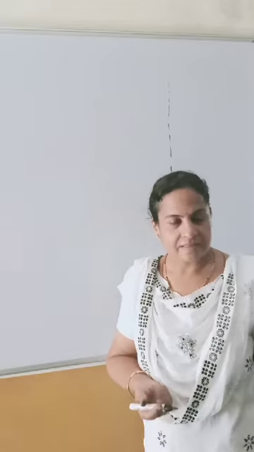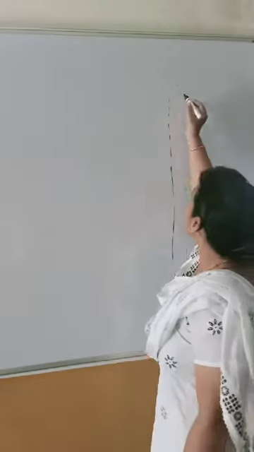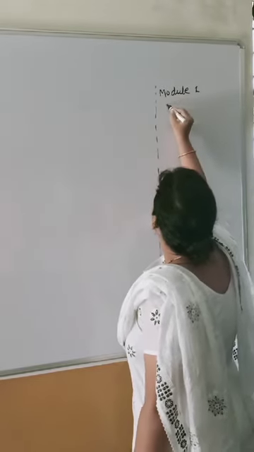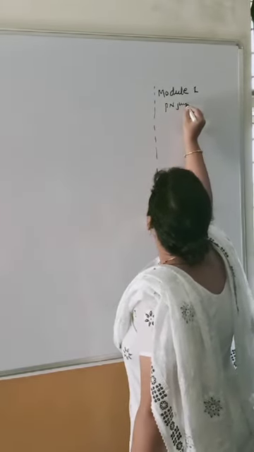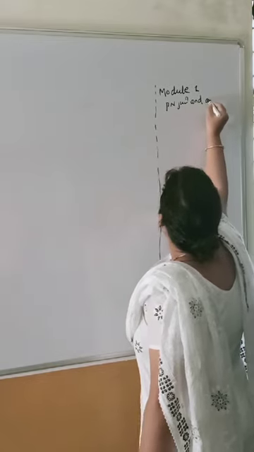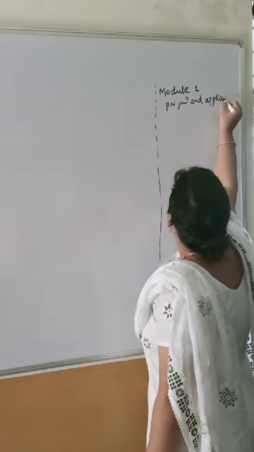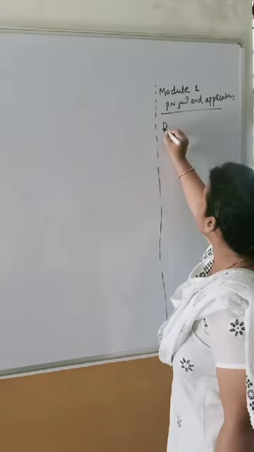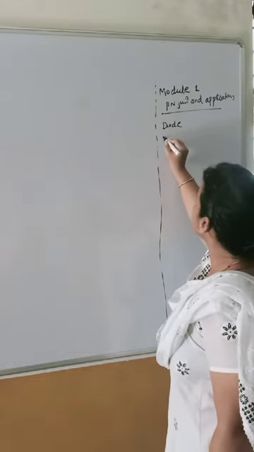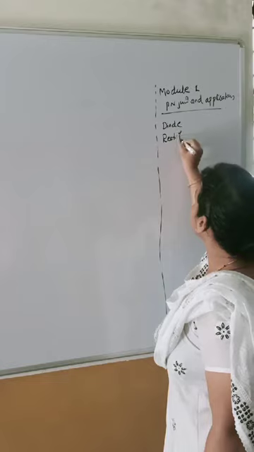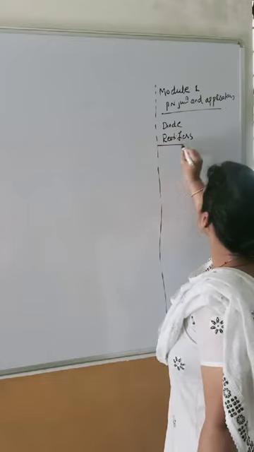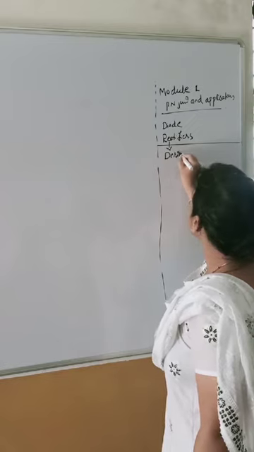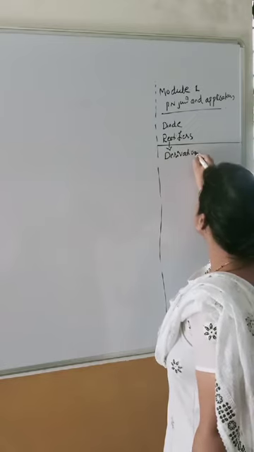Yesterday we started with module 1, which is PN junction and applications. In the previous class, under this module, we covered the PN junction diode and the rectifiers. Now today we will be dealing with the derivations concerned with rectifiers.